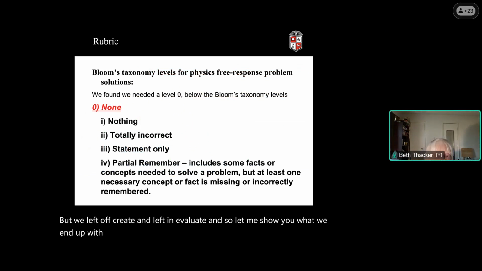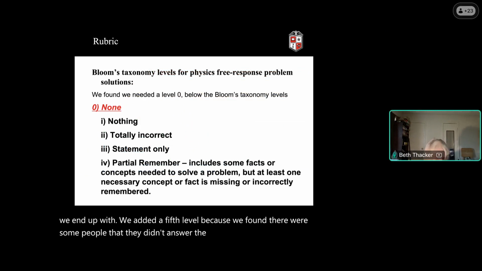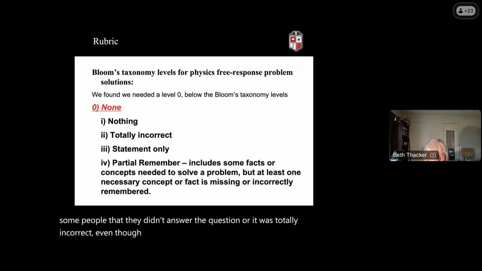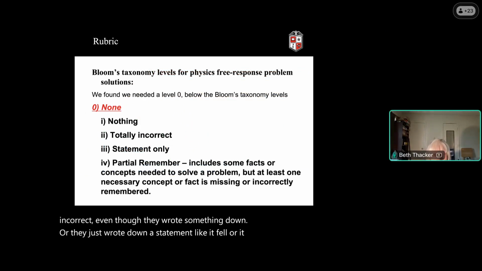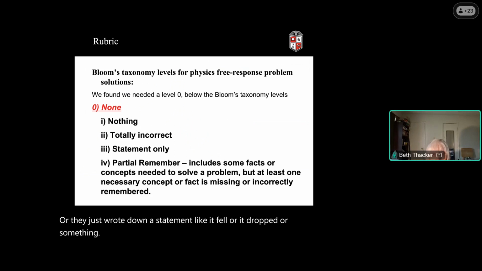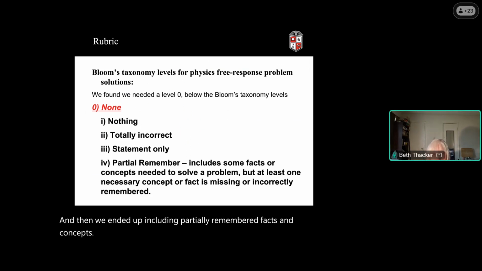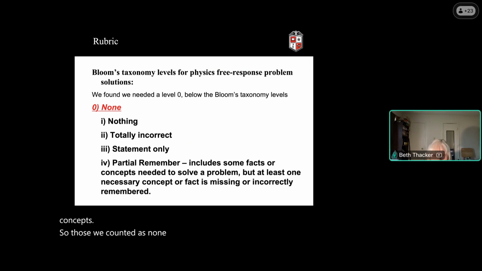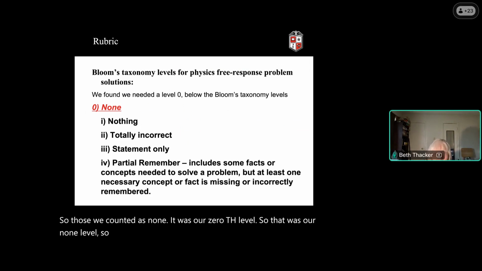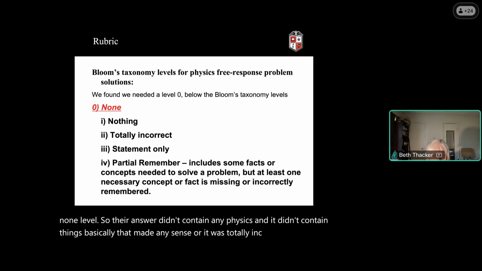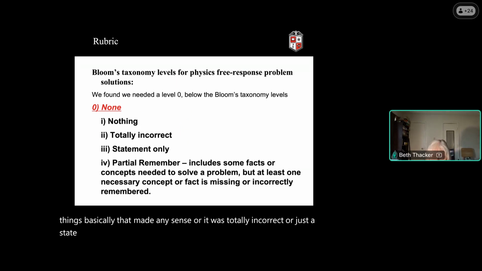We added a fifth level because we found there were some people who didn't answer the question, or it was totally incorrect, even though they wrote something down, or they just wrote down a statement like it fell or it dropped or something. And then we ended up including partially remembered facts and concepts. So those we counted as none. It was our 0th level. So that was our none level. So their answer didn't contain any physics, and it didn't contain things that made any sense, or it was totally incorrect, or just a statement, which was not an answer to the question.